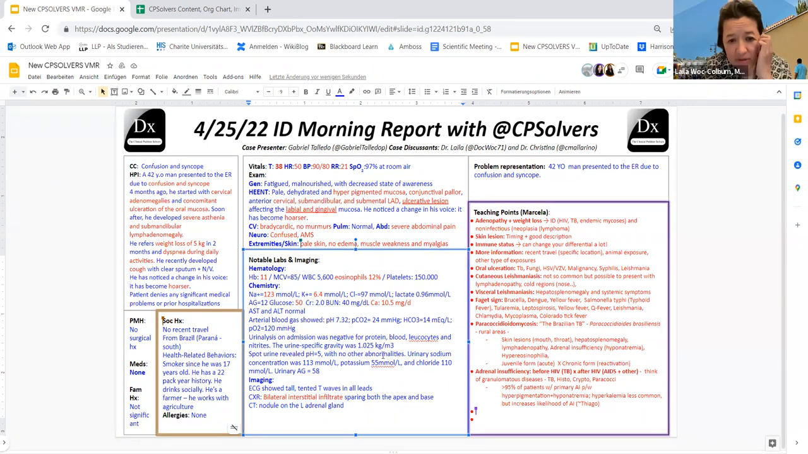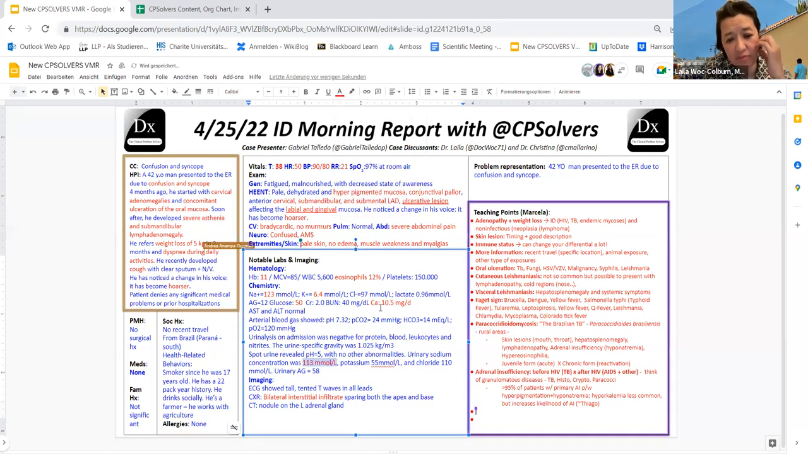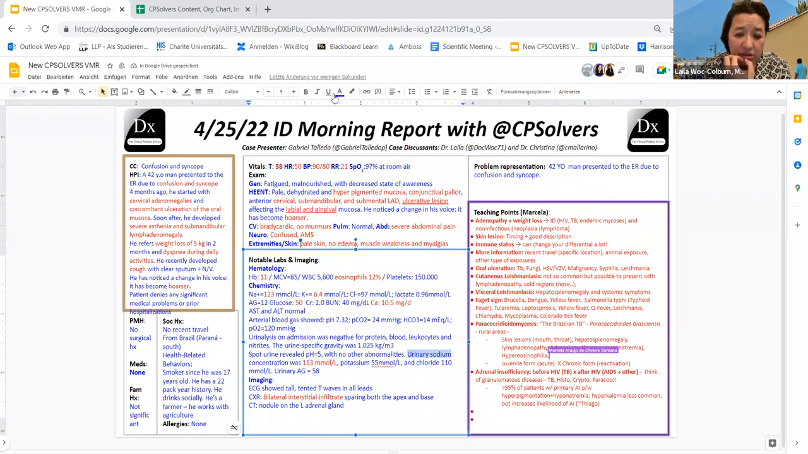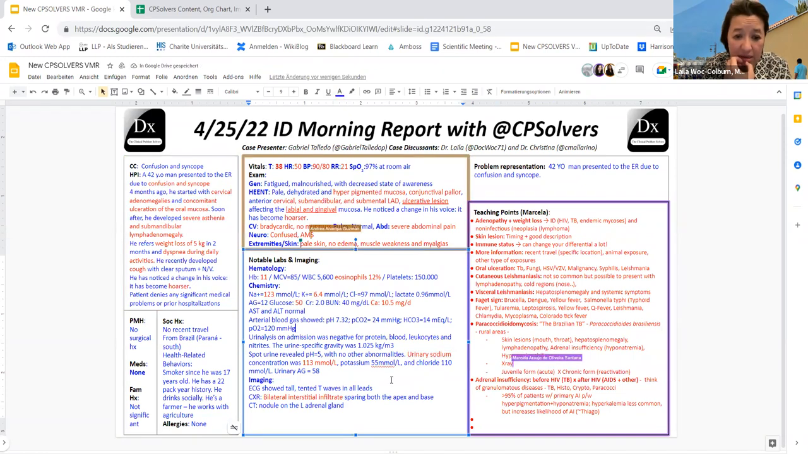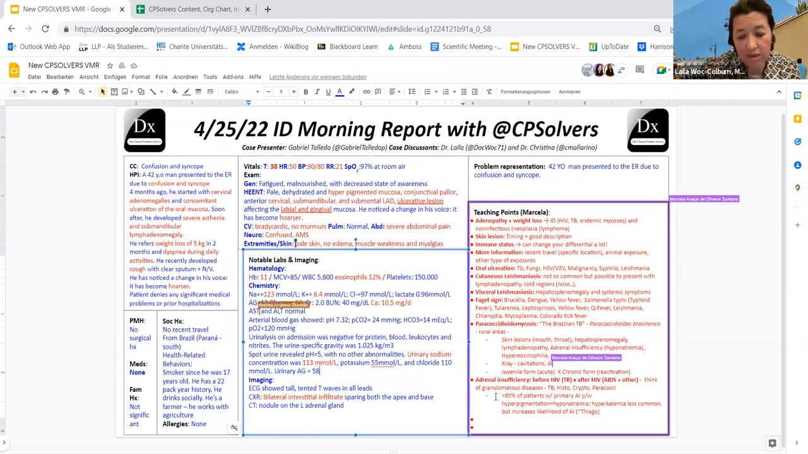So paracoccidio can look like many things. When you look at a chest X-ray from paracoccidio, sometimes it has a cavity, sometimes you can have the interstitial infiltrate. So it looks very much like TB. You'll have a cavity, you'll have an infiltrate. That's why I wanted to look at the chest X-ray. I'm more of a visual learner, so it helps me better understand what's going on.